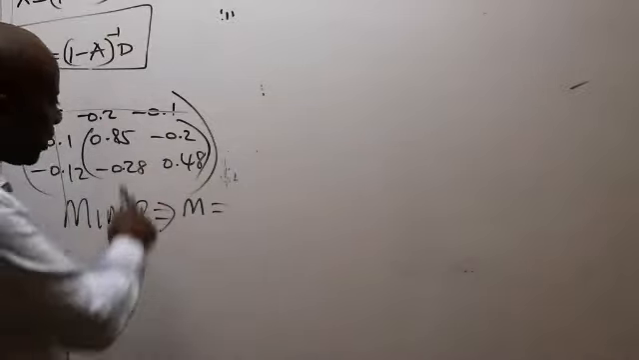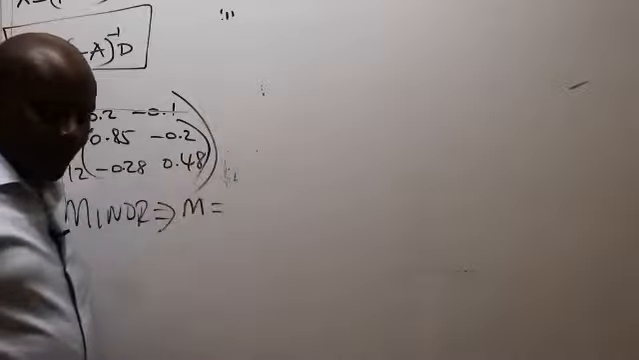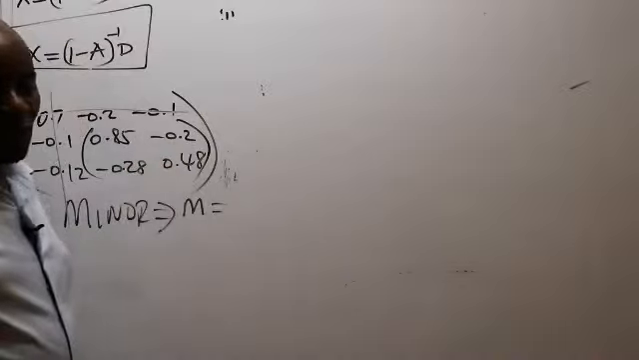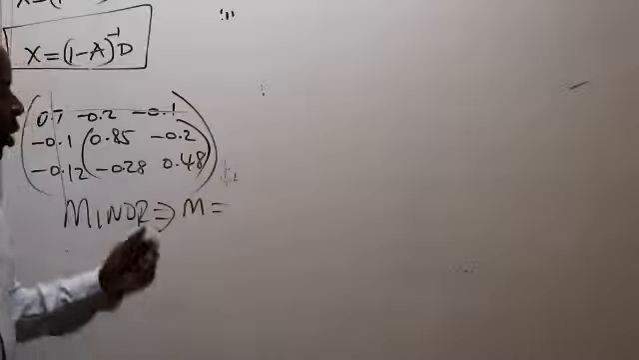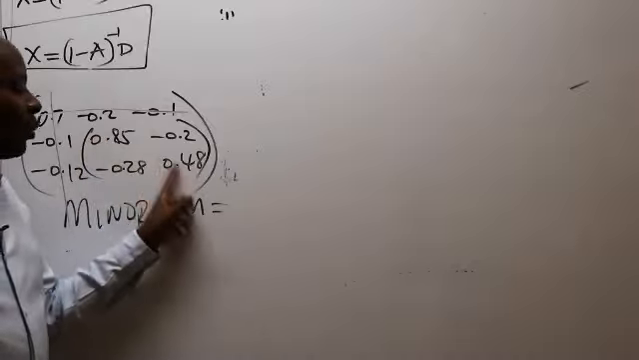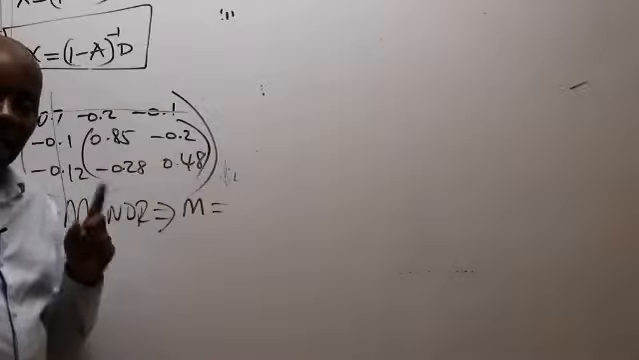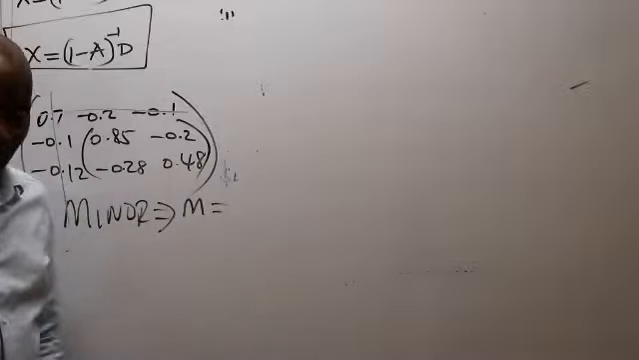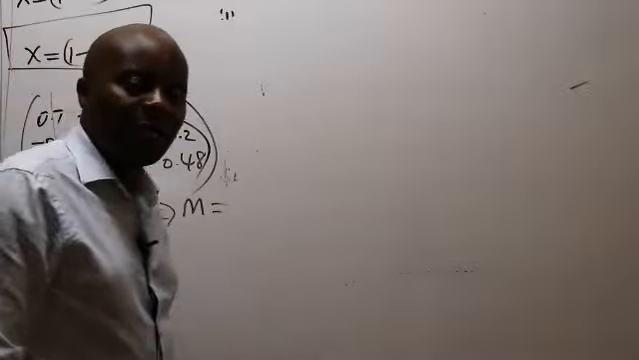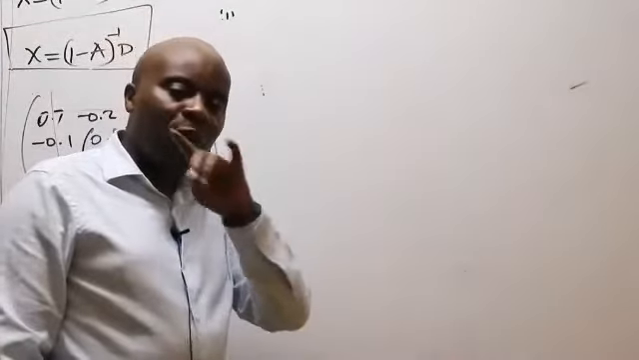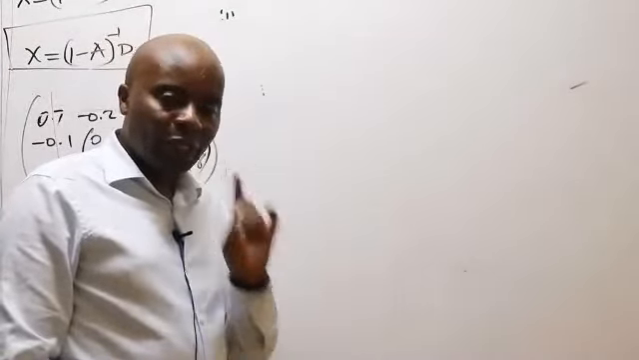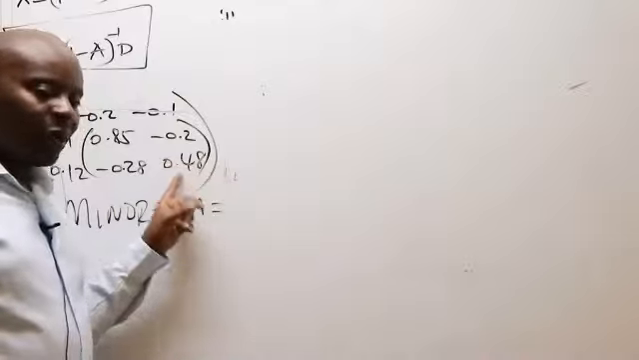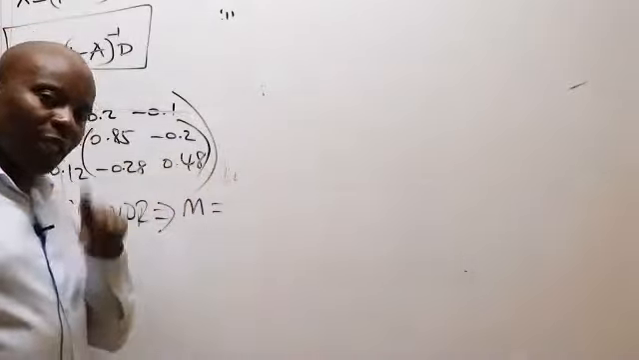Remember, determinant is product of primary minus product of secondary. Product means that I'm multiplying. So I take 0.85 times 0.48 minus. Remember that the secondary must always be put in brackets. So when you are getting the minor, we take the product of the primary minus product of the secondary. The product of the primary is 0.85 times 0.48, minus open brackets always for the secondary.